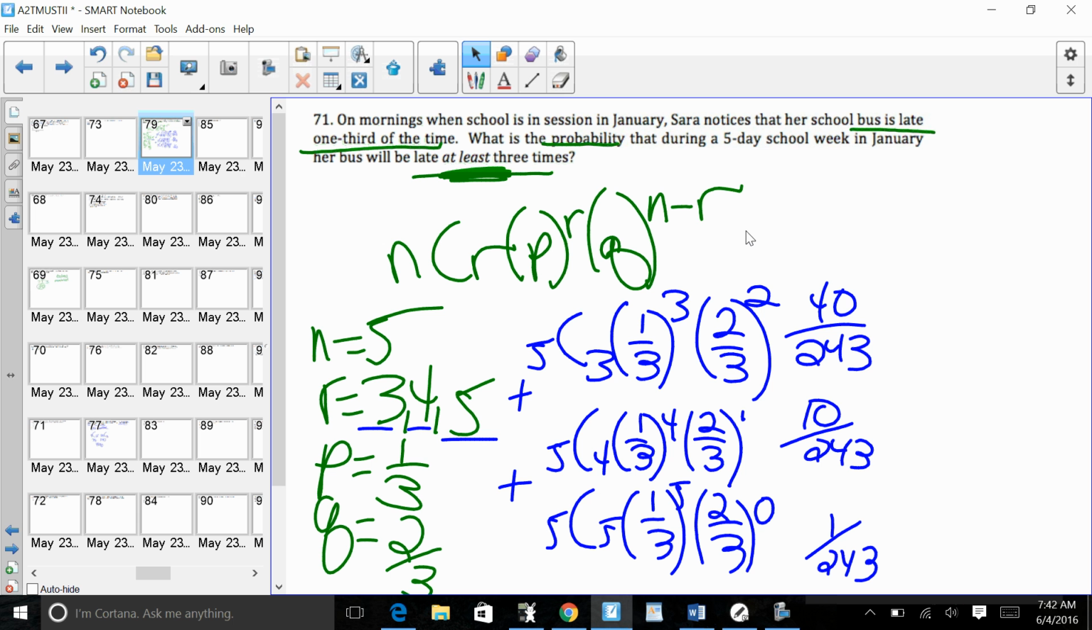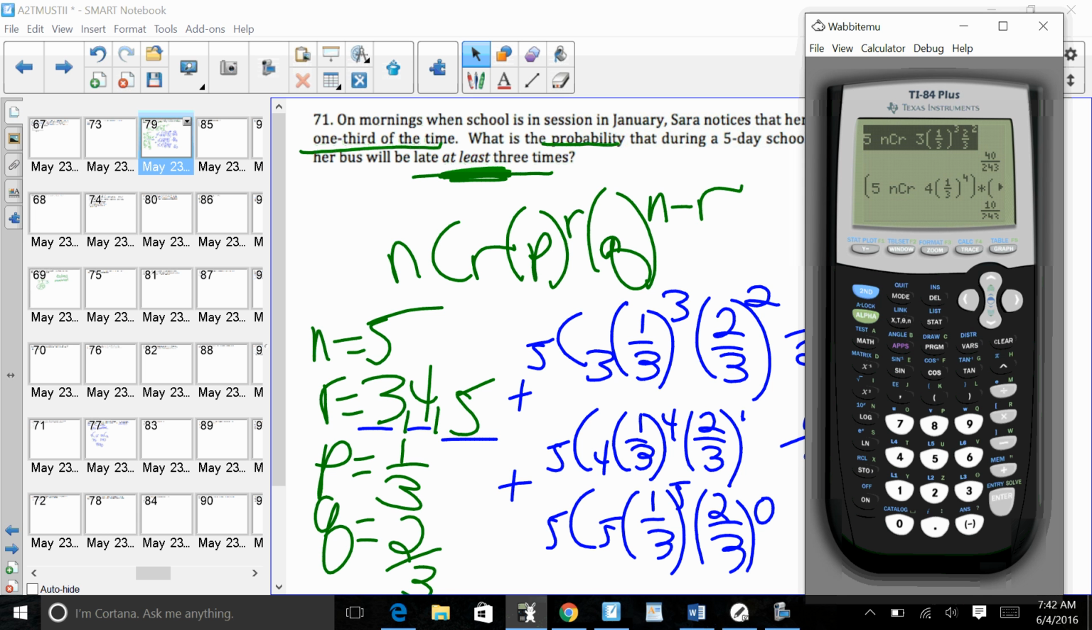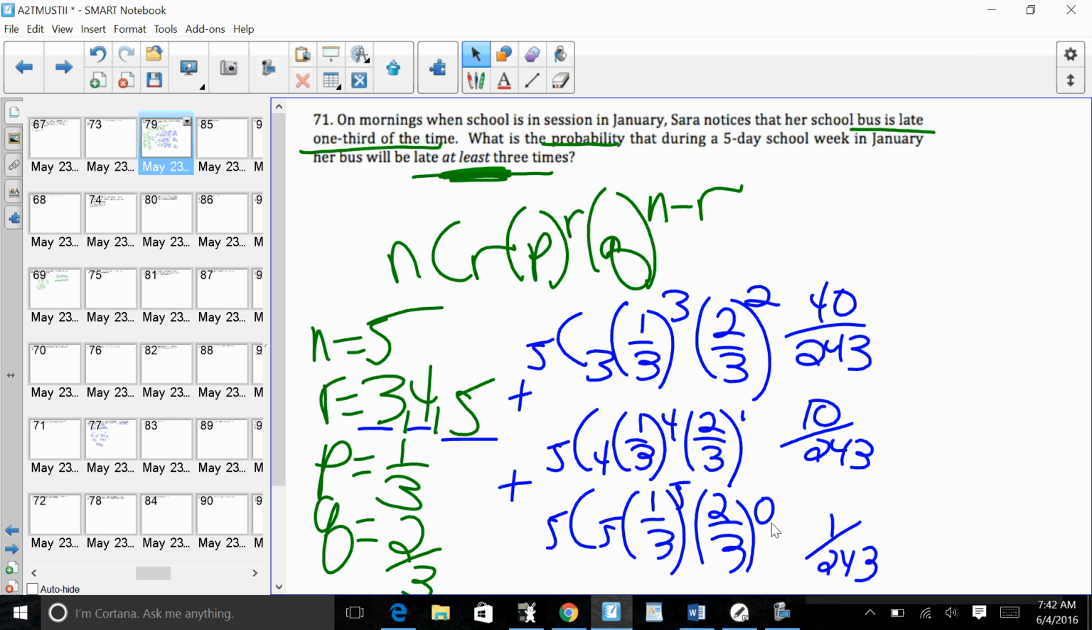And again, I'm going to want my calculator to do the work for me, so it's less likely to make a mistake. So I'm going to do 40 over 243 plus 10 over 243 plus 1 over 243. It reduced it for me. I get 17 over 81.